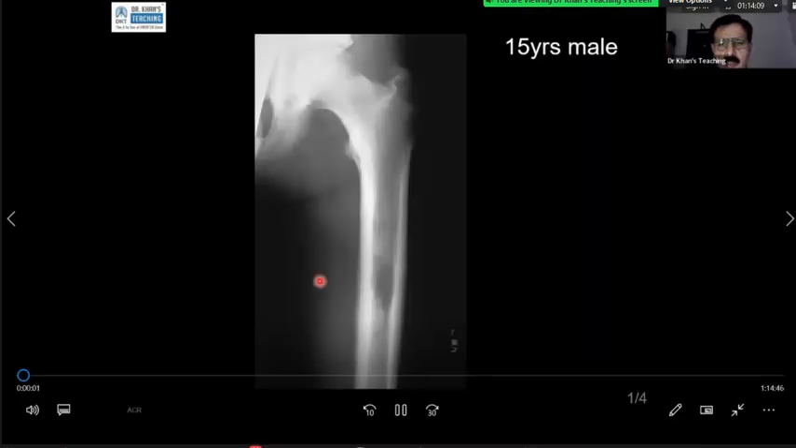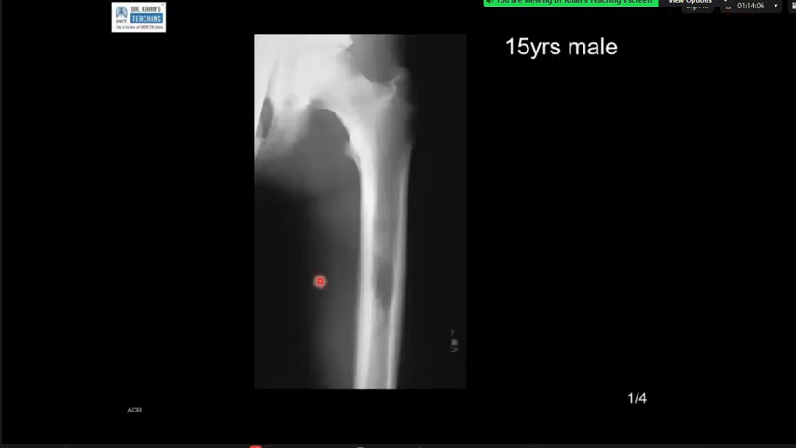Candidate 3, are you with us? Yes, sir. Okay, so over to you. 15-year-old, how will you describe this lesion?